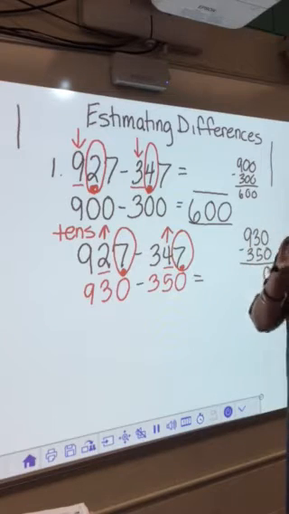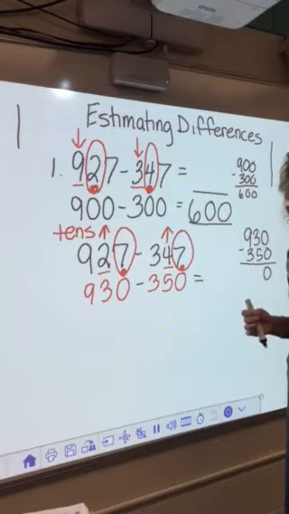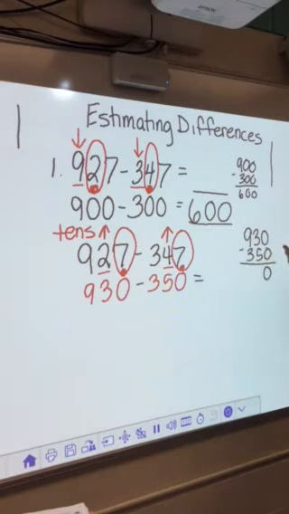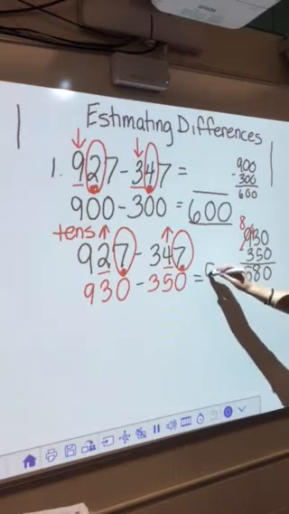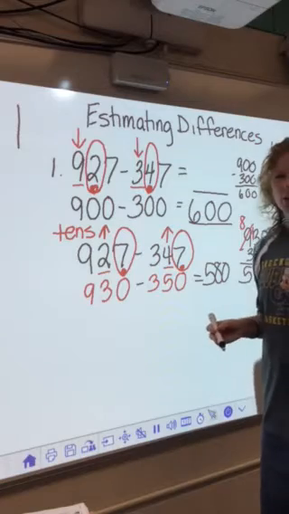No. I need more. I need more than 3 in order to take 5. So what am I going to do? Steal from my neighbor. So 13 minus 5 is 8. 8 minus 3 is 5. So now my estimate is 580.